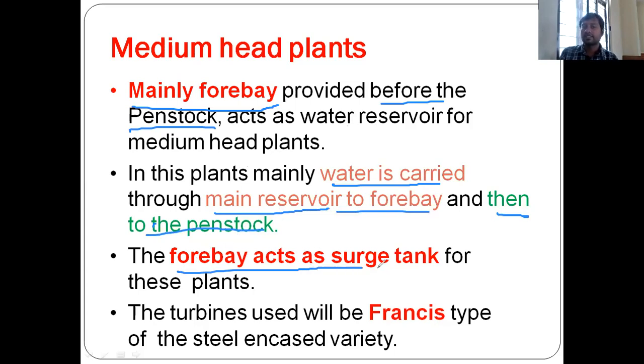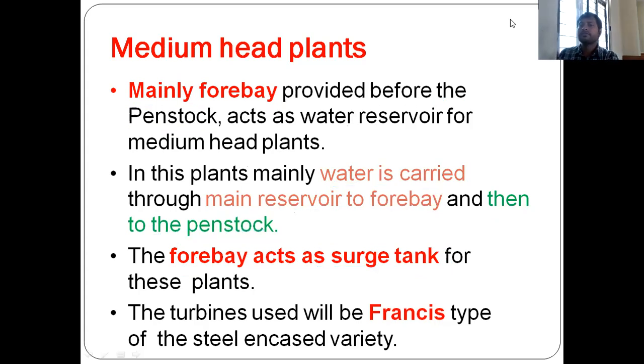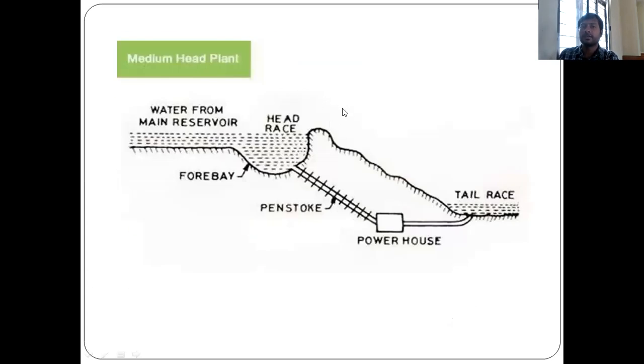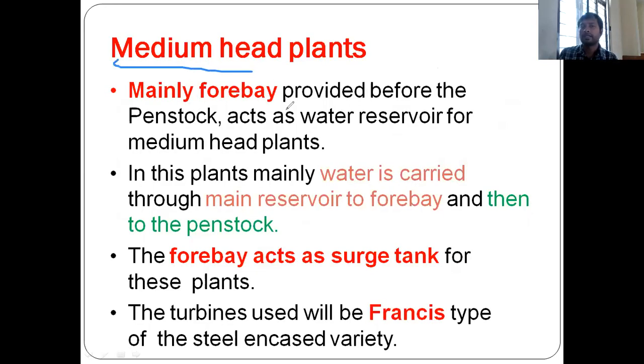And the forebay acts as a surge tank. Here, there is no surge tank. You can see in the diagram, if you observe the diagram, there is no surge tank here. In the medium head power plant, there is no surge tank. That's why the forebay available in the medium head power plant acts as a surge tank.